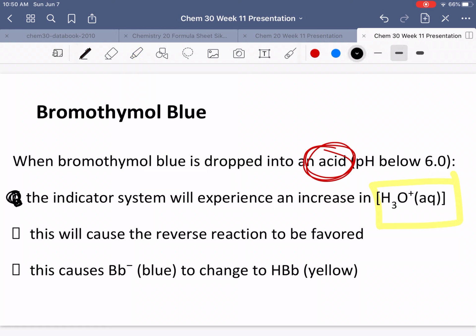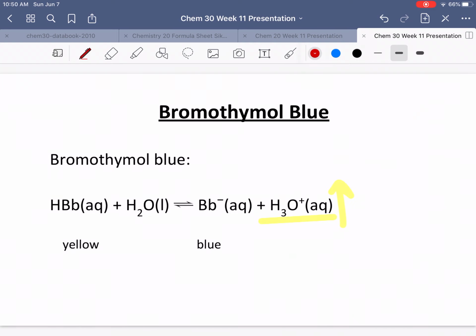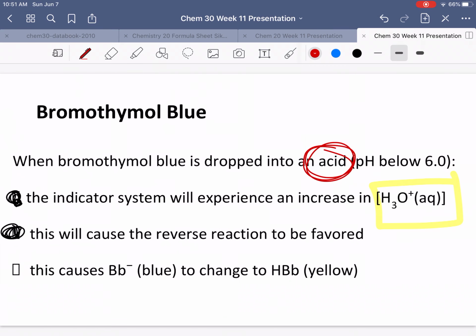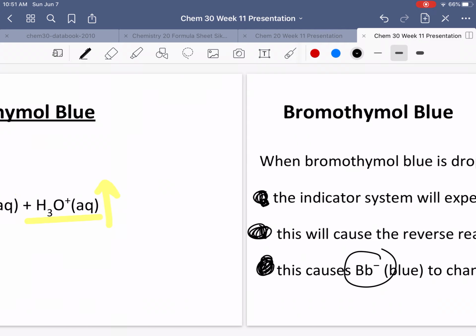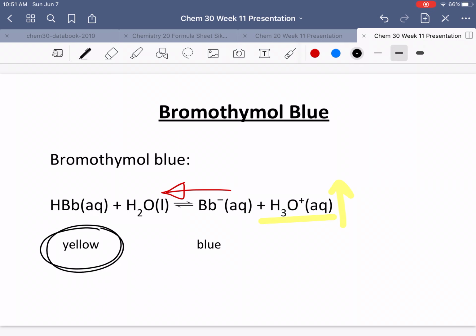Well, as a result, when we increase hydronium, the system naturally wants to react that extra hydronium, which means we're going to end up favoring the reverse reaction. Okay, work with me here. If you favor the reverse reaction, then naturally we're going to end up having this basic form gain a hydrogen, gain a proton, and change to the acidic form of the indicator. In other words, we're going to see a yellow color show up, right? It's going to favor this side.